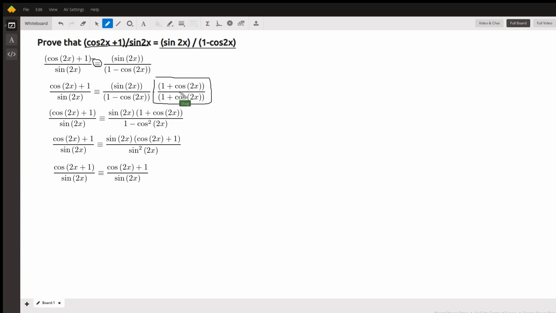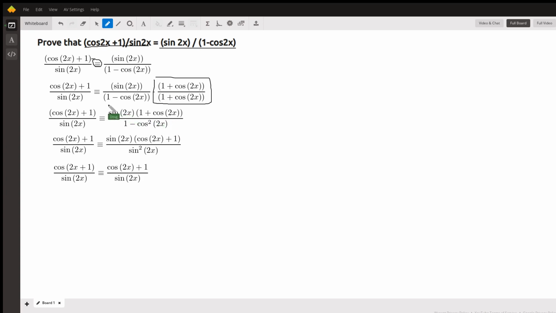So I'm allowed to multiply top and bottom of this fraction over here by 1 plus the cosine of 2x because this is equivalent to the number 1. Any number divided by itself is 1. And so here's the new numerator, sine of 2x times 1 plus the cosine of 2x.